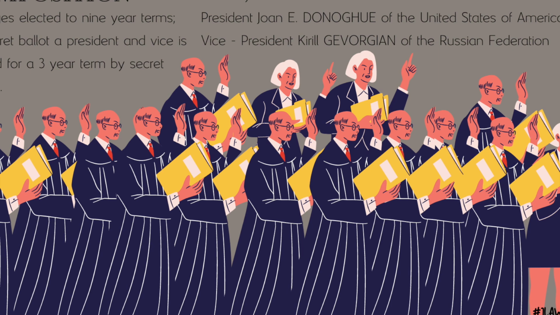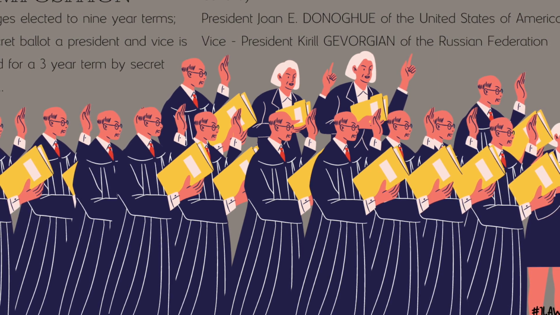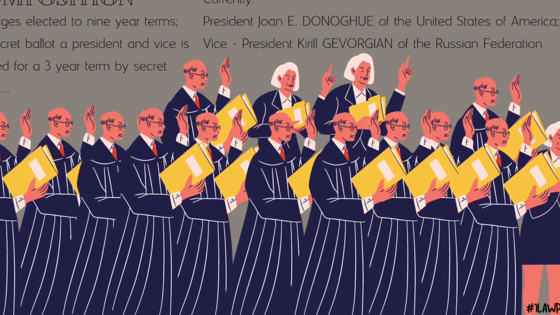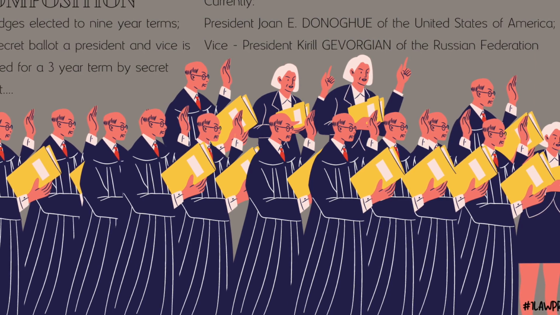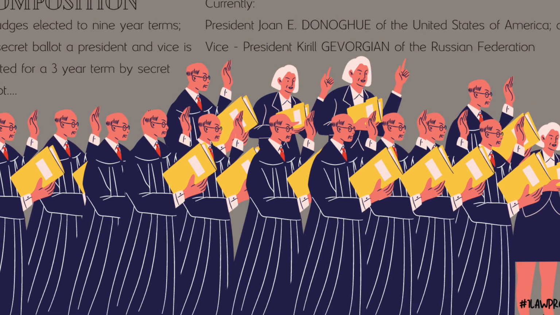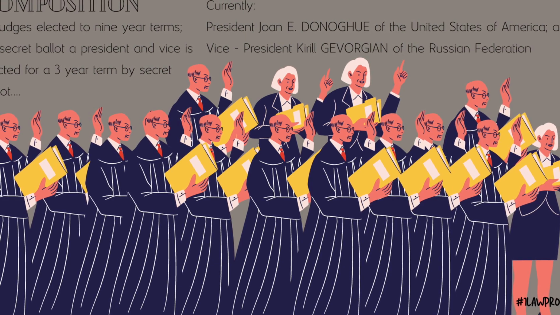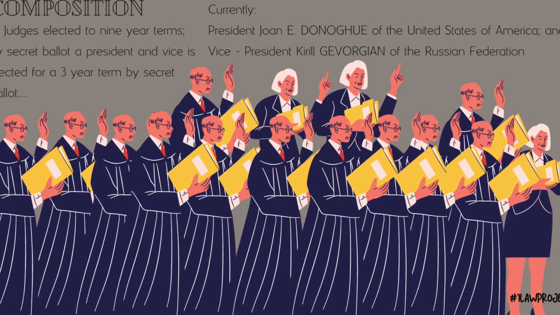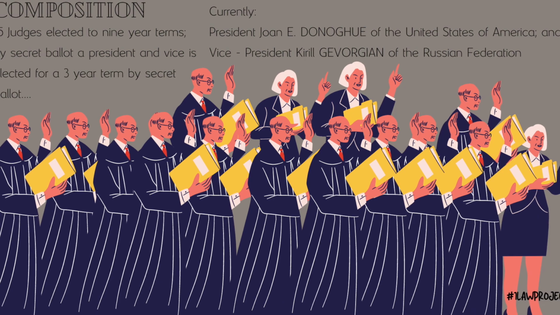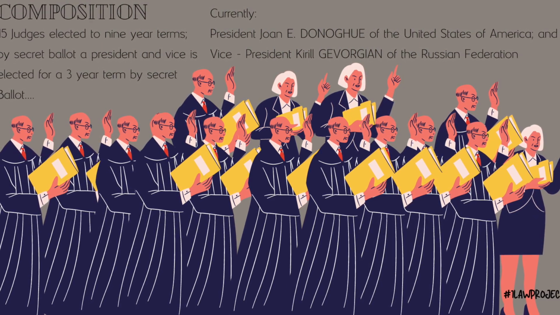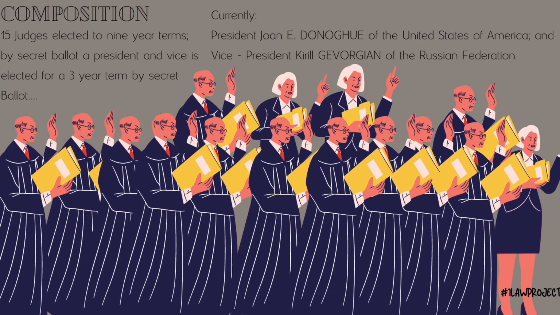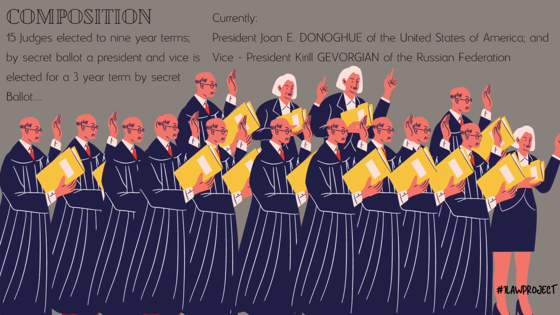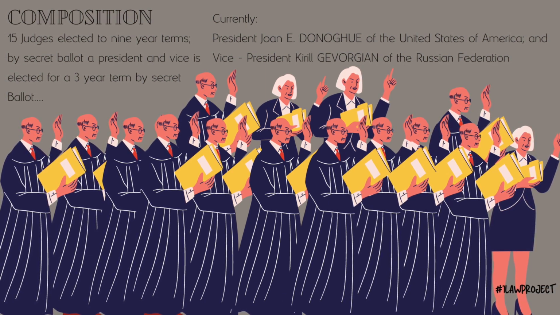To its composition, the International Court of Justice is composed of 15 judges elected to 9-year terms of office by the United Nations General Assembly and the Security Council. Among the 15 judges, a president and vice president are usually elected by secret ballot to serve a 3-year term. The president presides at all meetings at the court. The current president is George Donoghue of the United States of America, and George Kirillov of the Russian Federation is the vice president.